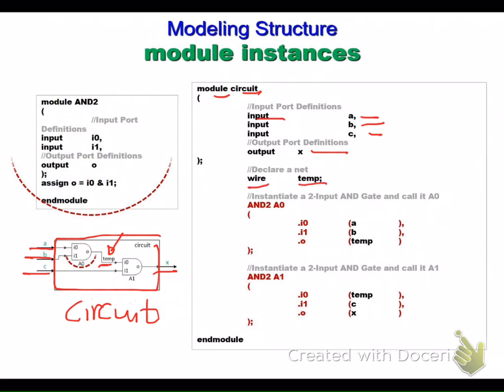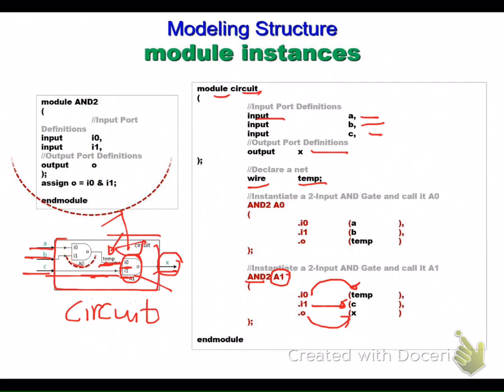And then now I have two ANDs, 1 and 2. What I should do is what? Instantiate this, meaning call it. I should say that this I0 is connected to something called temp. This I1 is connected to something, C. And this guy I will call AND2, but A1. And I will connect I0 to temp, I will connect I1 to C, I will connect O to X as I already explained here. O to X, I1 to C, I0 to temp.